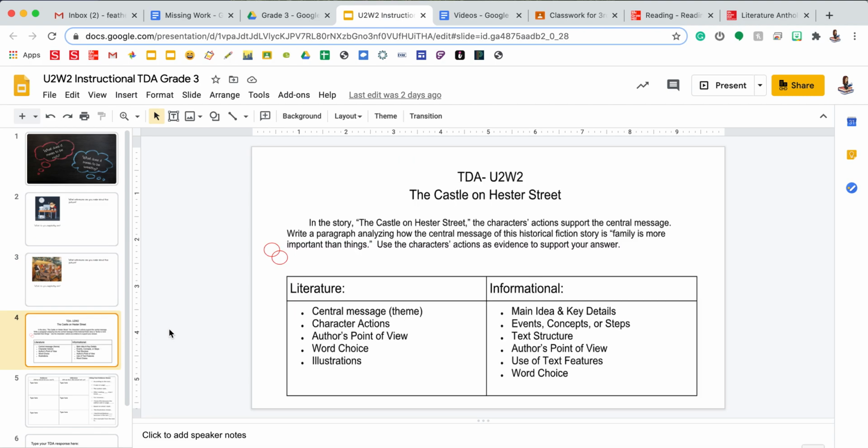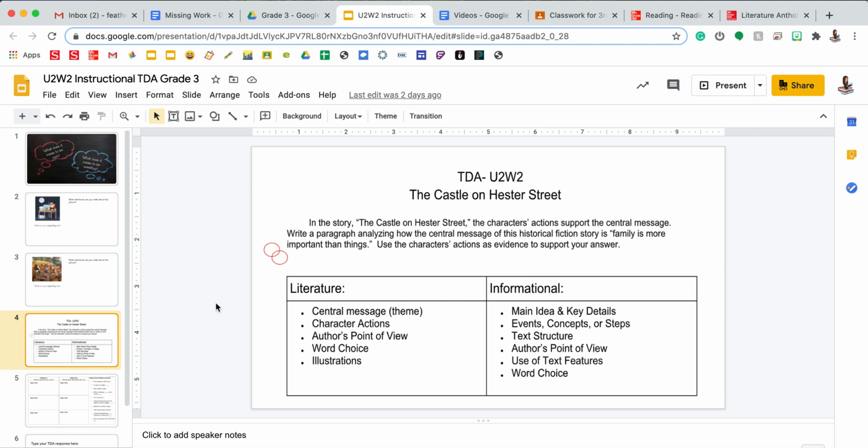Your TDA prompt reads, in the story, The Castle on Hester Street, the character's actions support the central message. Write a paragraph analyzing how the central message of this historical fiction story is, family is more important than things. Use the character's actions as evidence to support your answer.